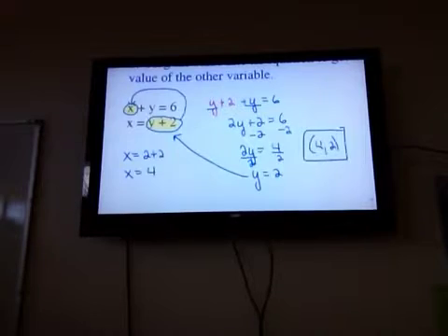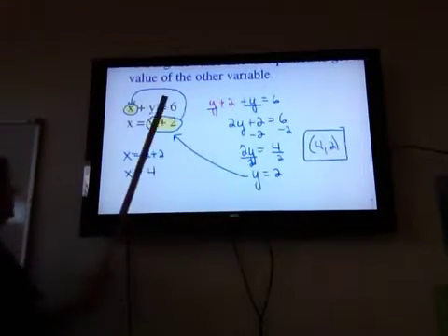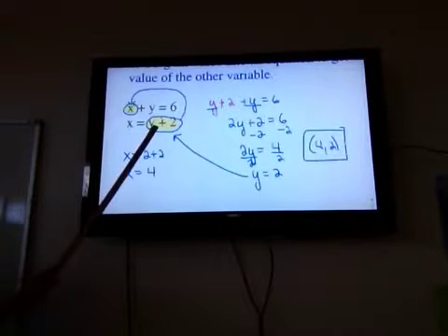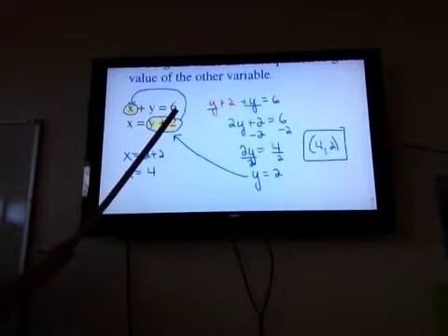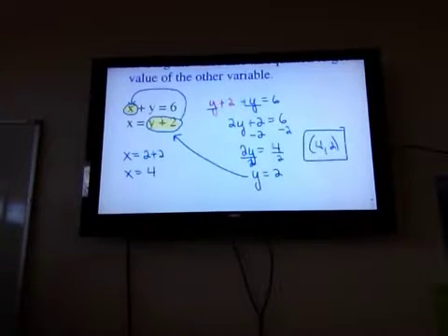I should add here that you can know if you're right before you turn anything in, because every answer is checkable. This ordered pair has to work in here and here. 4 plus 2 is 6, and 4 equals 2 plus 2. It has to work in both. So every answer is checkable. You can know if you have 100%.